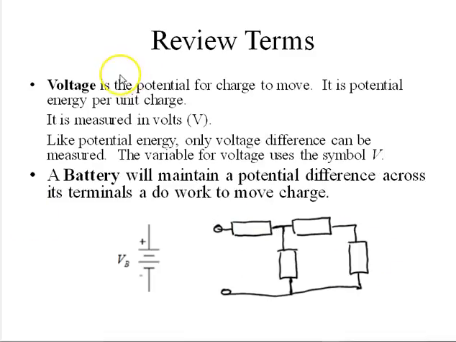So we've talked about the term voltage. A battery is a device that can maintain a potential difference or a voltage across its terminals. That way it can then do some work to move a charge. So if we have a battery, we could connect it to this diagram here, and we've created what we'll define later as a circuit. So we're able to maintain this voltage across the terminals. It will then do work to move the charge.